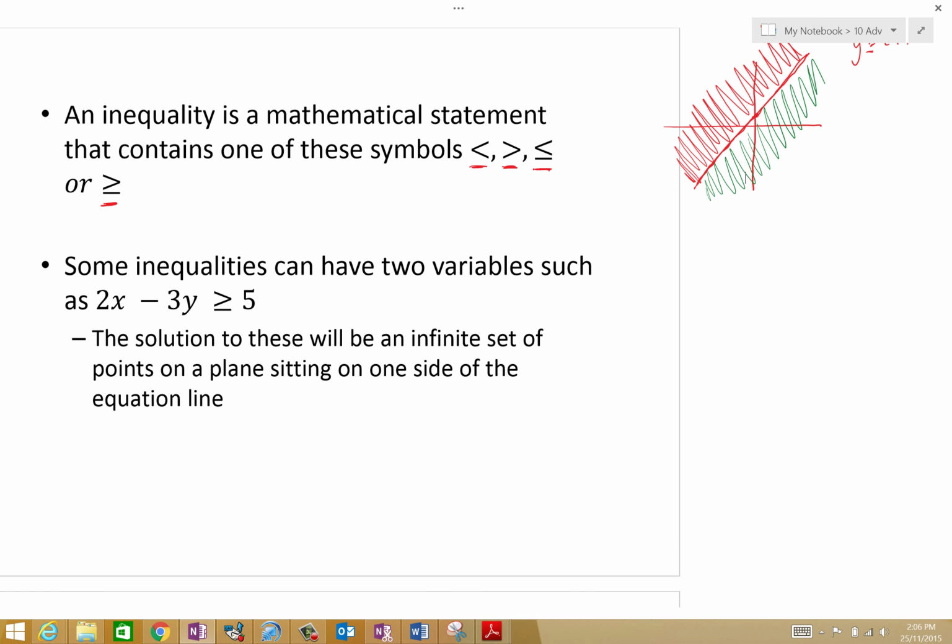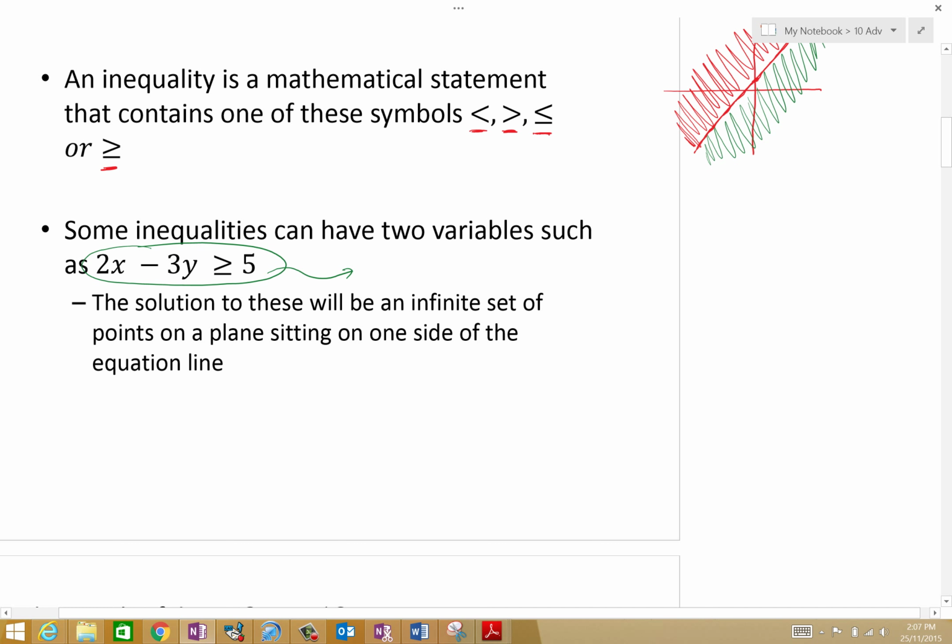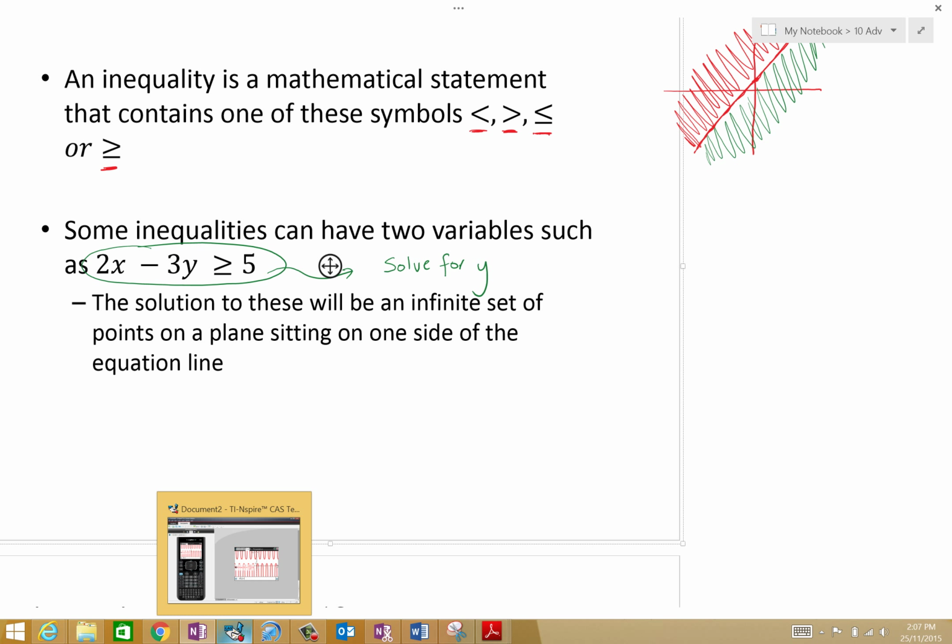Now sometimes our inequalities can have two variables such as this, and in order to be able to sketch that, you really need to be able to solve for y, don't you? Just like we've done before. Now, you can use your graphics calculators if you wanted to do something like this, but just remember that you may not be able to have a graphics calculator for that section of the test. So if I was to solve this for y, I'll show you just quickly what you could do in your graphics calculators, because I want you to get to know how to use them.